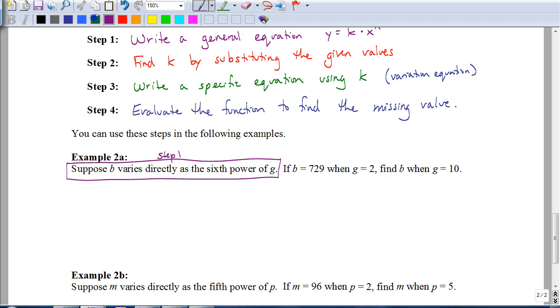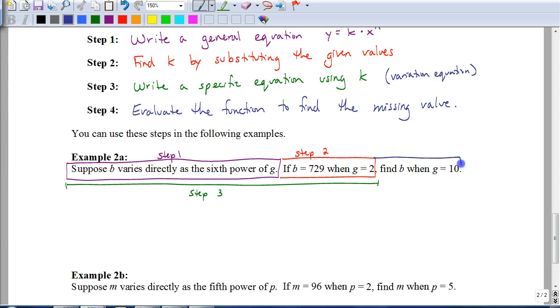Step 2 is going to be the part where they give us two numbers, and we need to put those numbers into our equation from step 1 to find out what k is. So that's going to be step 2. Step 3 is kind of implied here. Step 3 is taking those first two answers and putting them together to create our own specific, or the variation, equation. And lastly, we're going to be able to answer the actual question. We're going to be able to figure out what b is when g equals 10.